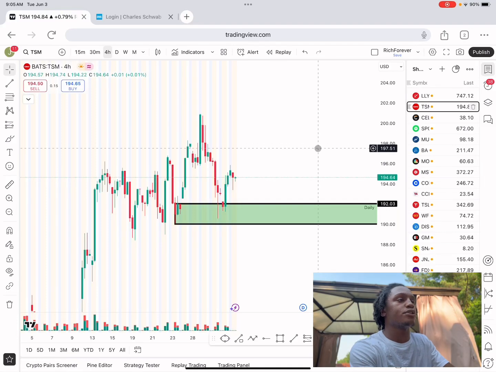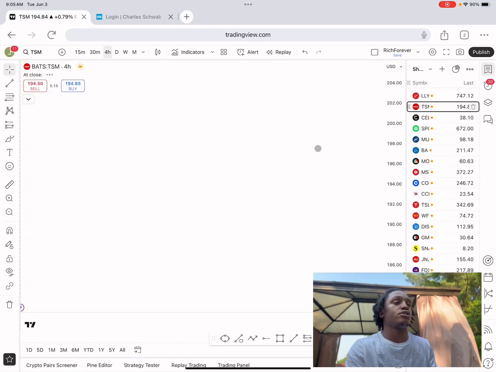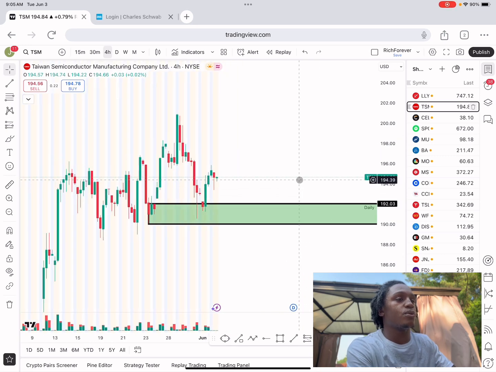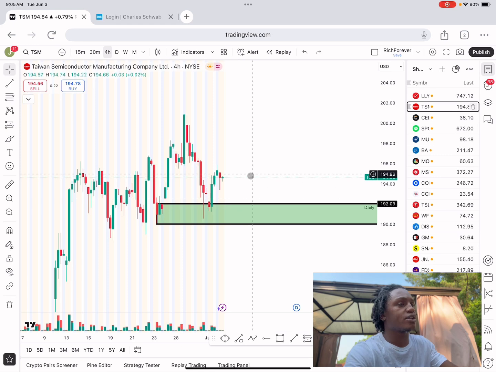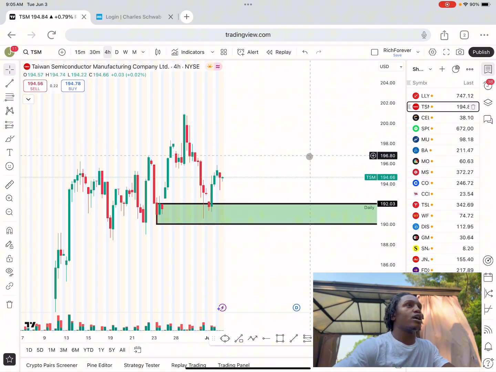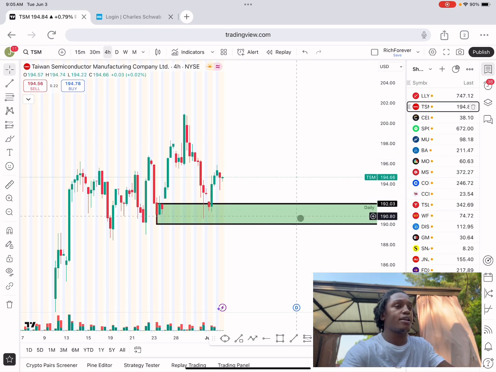All right, I want to go over this trade that I'm taking on TSM. This right here is a swing trade. The reason why it's a swing trade is because I'm actively in the trade for more than a couple of hours. So it's been like 2 days now, 3 days, I think. I held them over the weekend. I got them on Friday.